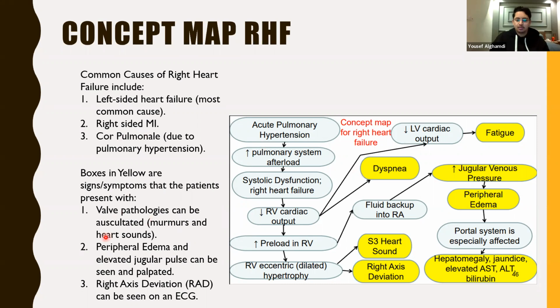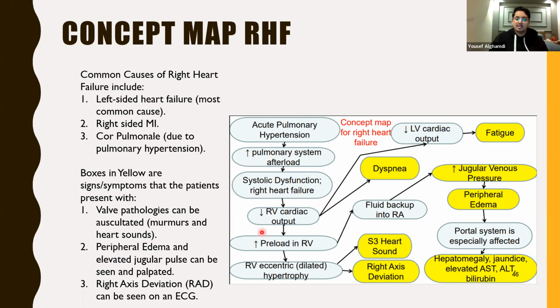so valve pathologies can be auscultated, the S3 heart sound, peripheral edema and jugular pulse can be seen and palpated. Peripheral edema, jugular pulse. Right axis deviation, right heart failure, right axis deviation. So let's go through the whole thing. Acute pulmonary hypertension, okay? Or kind of like cor pulmonale, right? You will have an increase in pulmonary system afterload, okay? Then you will have a systolic dysfunction, so a contractile dysfunction in right heart failure.